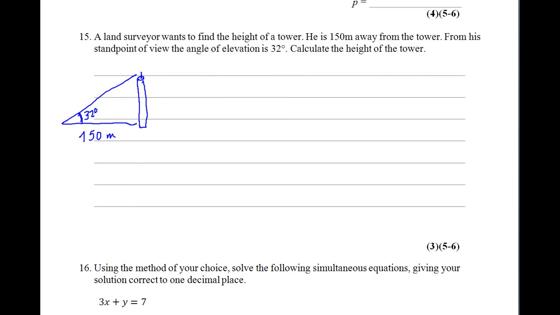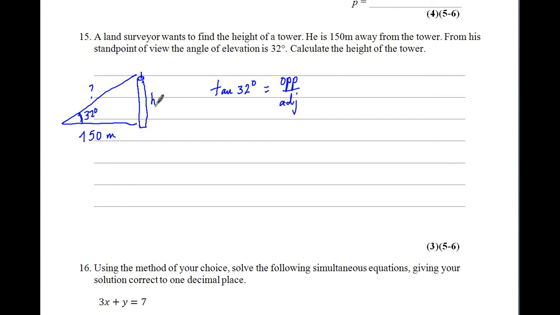Now, question 15. I've already done a sketch here for us. There's a tower, there's an observer. The tip of the tower is at an angle of elevation of 32 degrees and the tower is 150 meters away from the observer. So here you see we don't know anything about the hypotenuse. The ratio that doesn't involve the hypotenuse is tan. So tan 32 degrees is opposite over adjacent. Be really careful not to confuse the two.